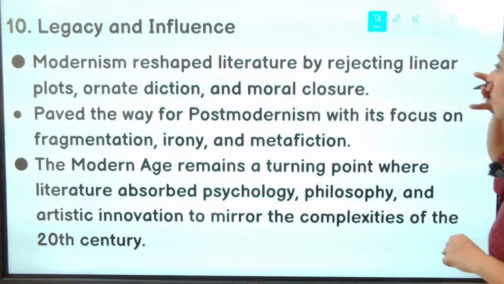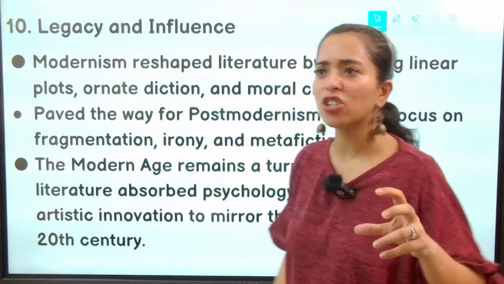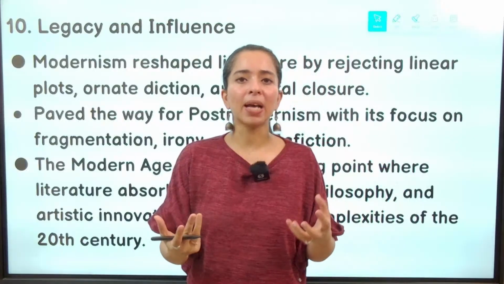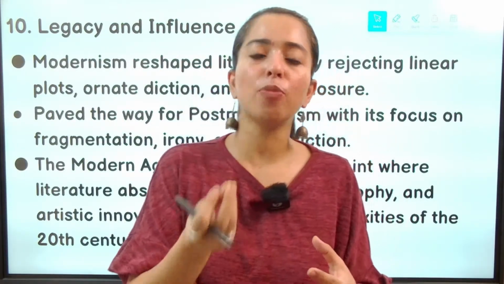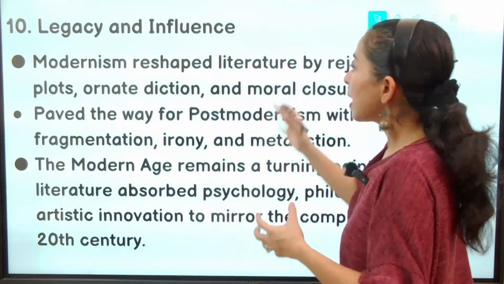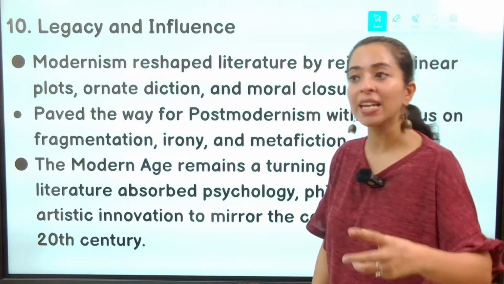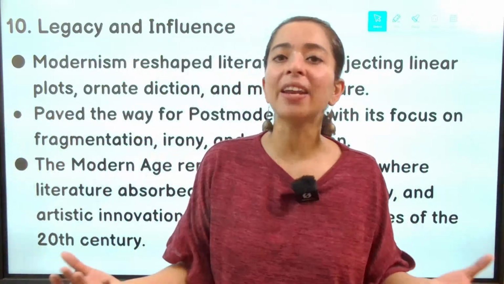Legacy and influence. Now, modernism reshaped literature by rejecting linear plots, ornate diction. They came to real aspects of life. Colloquial way में बात करना, एक realism दिखाना, realistic portrayal करना, that became the most important feature of that age in their work. They paved the way for postmodernism with its focus on fragmentation, irony, and questioning and challenging the grand truths, the grand narrative.